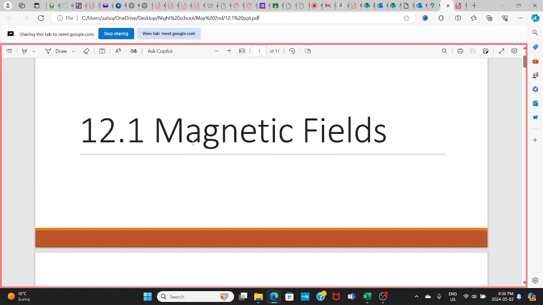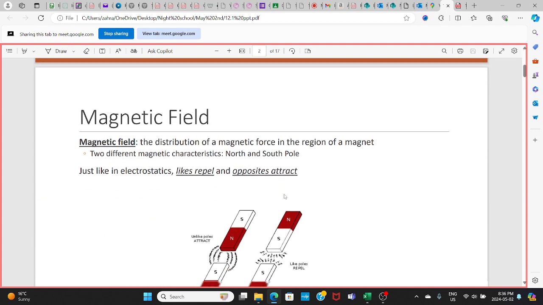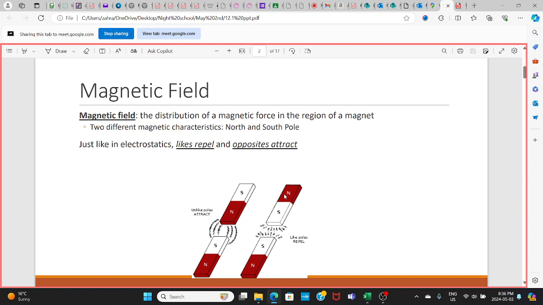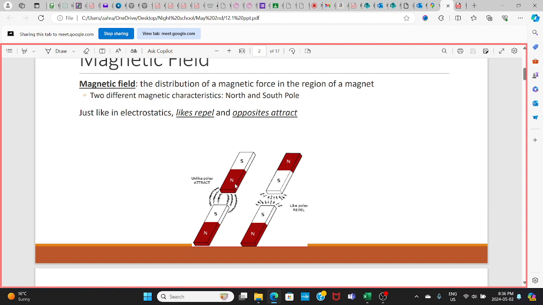Okay, 12.1 magnetic field. Magnetic field is the distribution of the magnetic force in a region of the magnet. So we have a magnet, right? And it has a north and south pole. Here is south and north pole here.